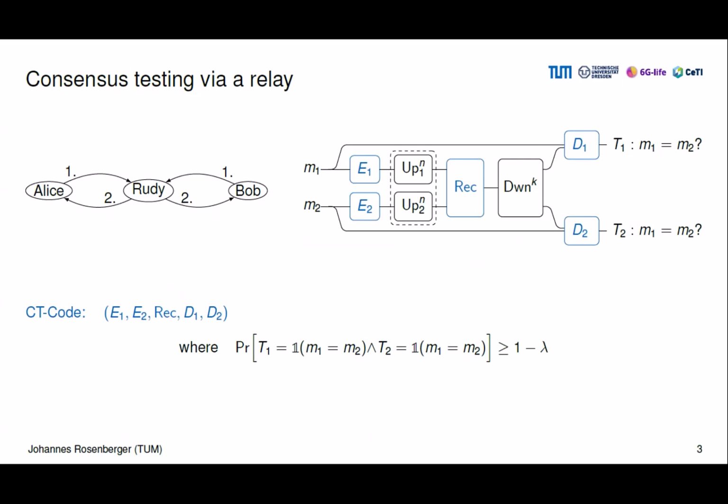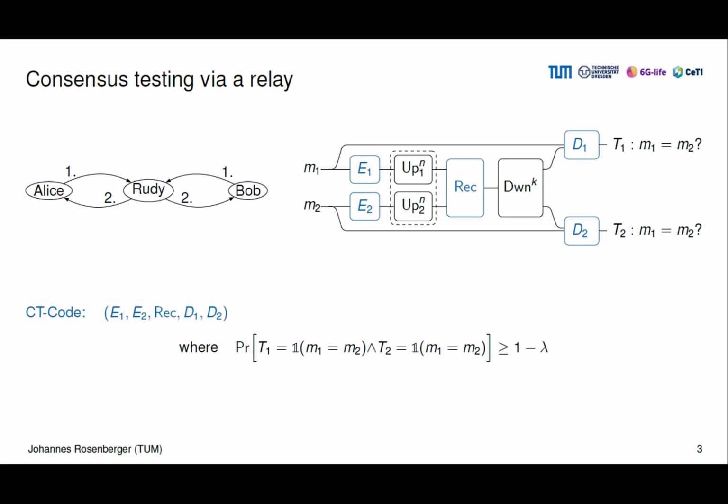We have a relay network with 2 nodes, Alice and Bob, and they can communicate over a relay, Rudy, in memory of Rudy Ahlswede. We set up this communication in 2 rounds. In the first round, they send to the relay. In the second round, the relay sends back. They want to test consensus via this relay. Each knows a message, and in the end they want to know: do we have the same message or not? So this is like identification, but in a slightly more complicated network.